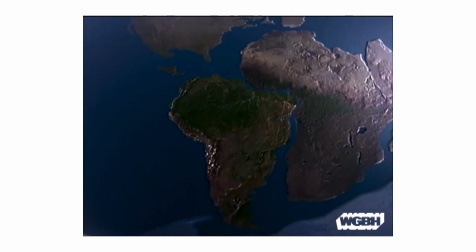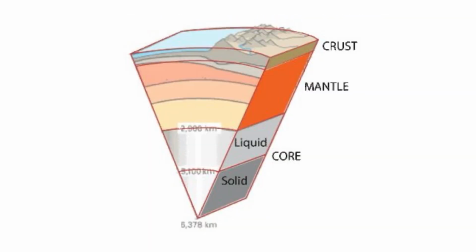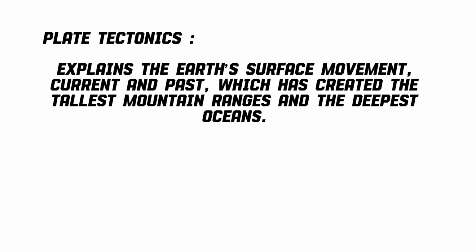The plates act like a hard and rigid shell compared to Earth's mantle. The mantle sits between Earth's dense, very hot core and its thin outer layer, the crust. Plate tectonics has become the unifying theory of geology. It explains the Earth's surface movement, current and past, which has created the tallest mountain ranges and the deepest oceans.